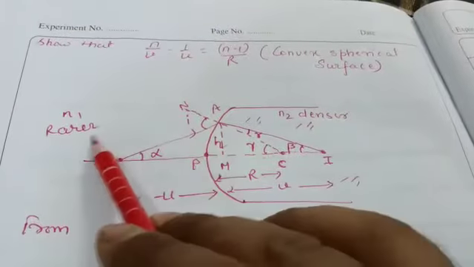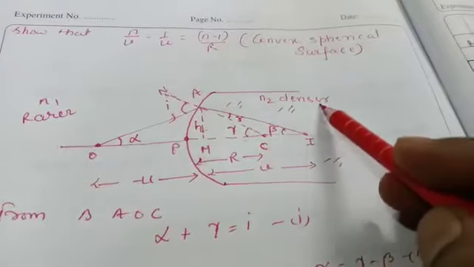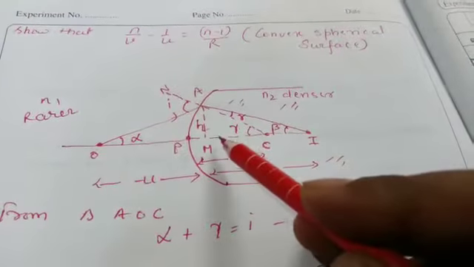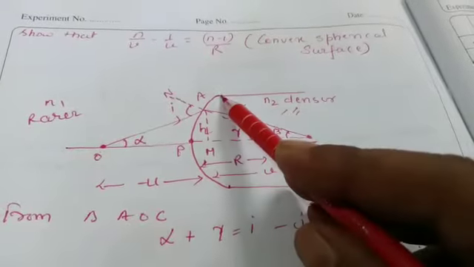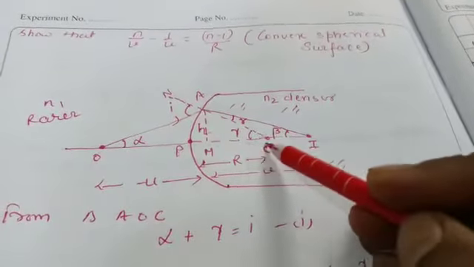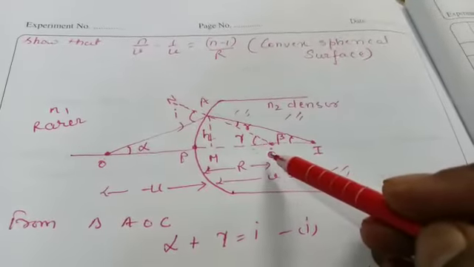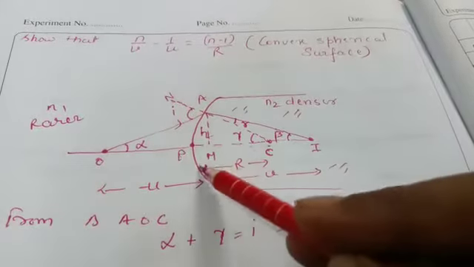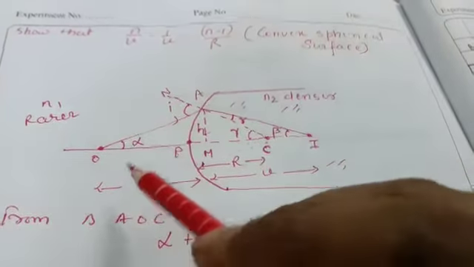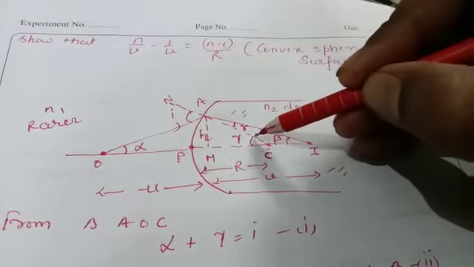Here this is the rarer medium of refractive index n1. This is glass, the denser medium of refractive index n2. Now you know that for a convex spherical surface the center of curvature is on the right side. So C is the center of curvature, and the distance of the center of curvature from the pole is r. This is the r distance, the radius of curvature.